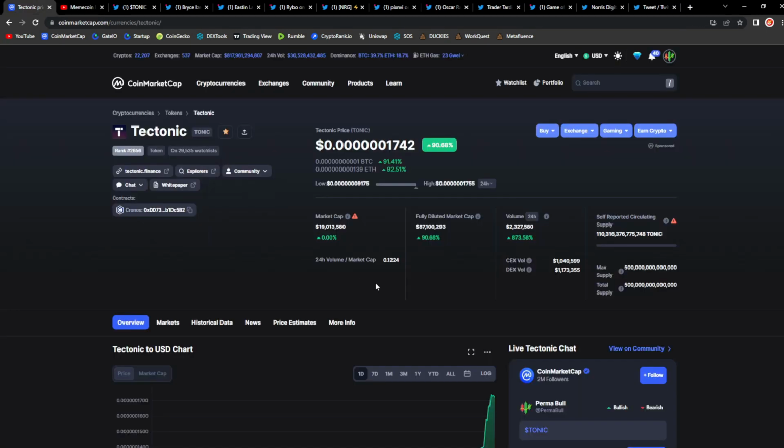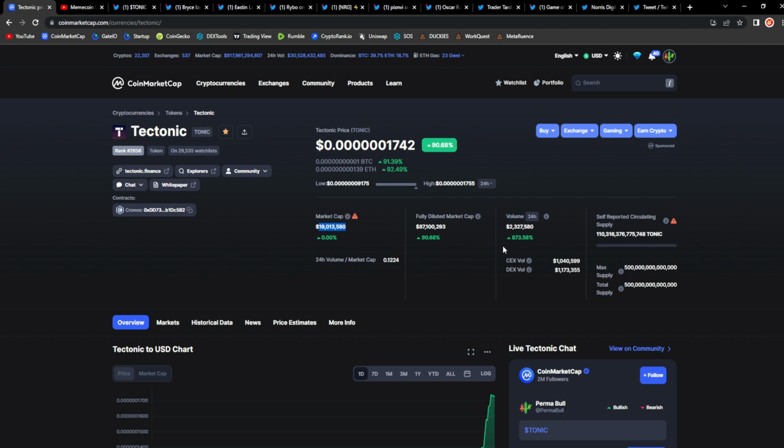Now let's head right back to what we see right here on CoinMarketCap. Tonic, 29,535 people have it on their watch list. Now it's moving to the upside. A lot of people on Twitter are going crazy about Tonic right now as we speak. As you guys can see, up 90%, $90 million in market cap, a quick 2x.